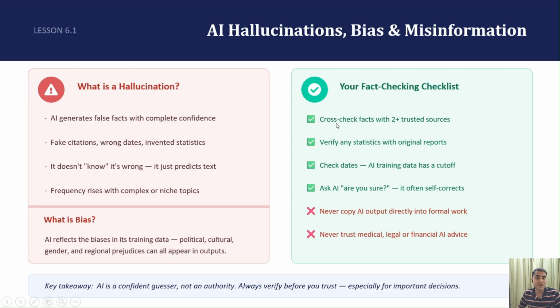Now your checklist will be how to prevent this hallucination and biasness. First one is fact checking. Cross check facts with two plus trusted sources. As you are asking something from AI, you have an idea of where you could get the real details, or where you can fact check this, or go to an expert to check whether the AI has generated the real data or not.